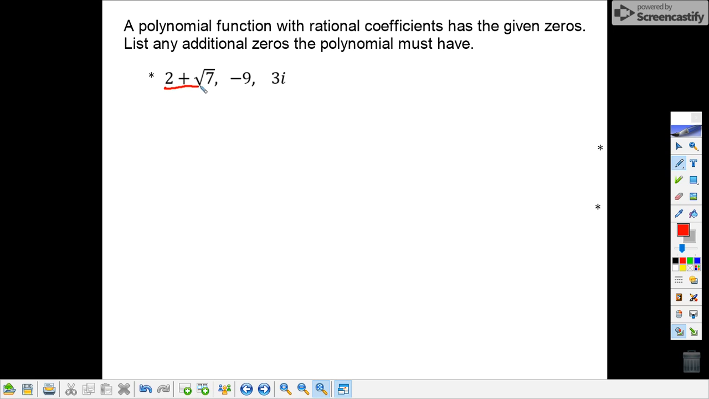So for instance, on this one, 2 plus square root of 7, because we have that square root, and it's a positive square root, we know we have another 0 or root at 2 minus square root of 7. Same thing can be said for this imaginary value, 3i. Because it's imaginary, we know automatically that there should also be another root at -3i. Now, we don't know anything about -9, so it's only if there's a square root or any of those even roots and then imaginary numbers that this is true. And that's about all for the complex root theorem.